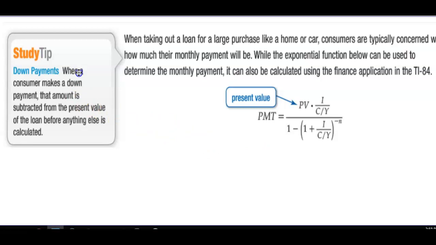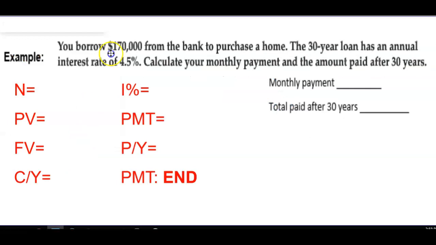Now, it does say over here, when you make a down payment, the amount is subtracted from the present value before anything else is calculated. So it says we're going to borrow $170,000 from the bank to purchase a home. The 30-year loan has an annual interest rate of 4.5%. Calculate your monthly payment and the amount paid after 30 years.